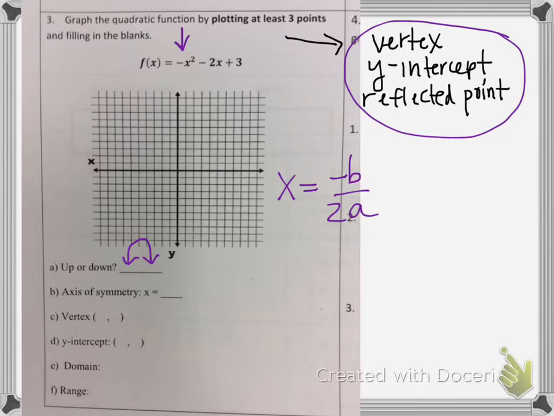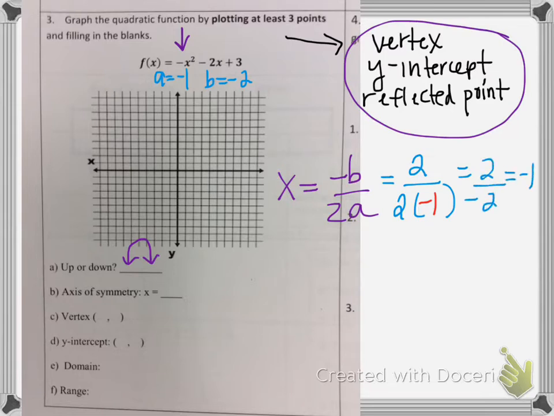So if I look at my original equation, a is the number in front of the x squared, so in this case it's negative 1, and then b is the number in front of the x, so that would be negative 2. So if I look at my formula, the opposite of b, if b is negative 2, the opposite's positive 2, and that's over 2 times a, and a would be negative 1. So if I simplify this, I would have 2 divided by negative 2, which is negative 1. So my axis of symmetry, the line that cuts it in half, would be at x equals negative 1, so I'm going to draw that dashed line here at x equals negative 1.